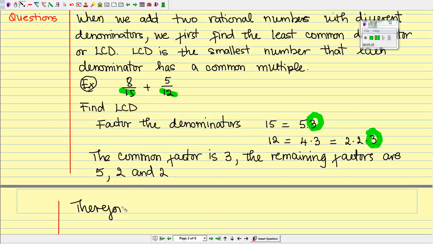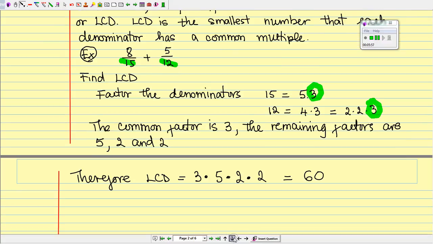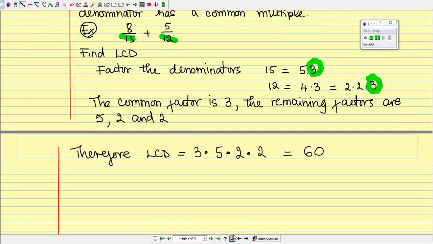Therefore, the least common denominator, or LCD, is the product of our common factor, 3, times the remaining factors, times 5, times 2, times 2, and that will be equal to 60. So now we found the least common denominator.